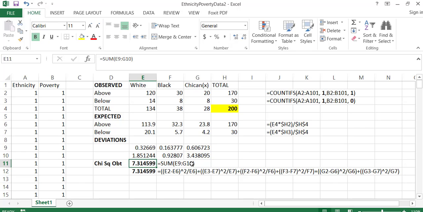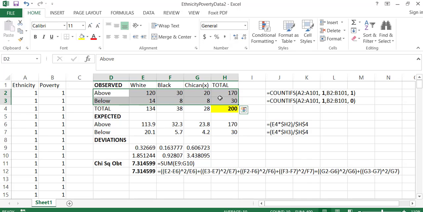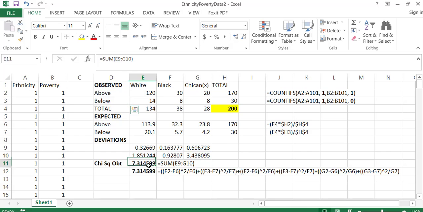Our critical value is still 5.99 because I have 3 categories on ethnicity. I have 2 categories on above or below the poverty threshold on that variable. So my degrees of freedom is still 3 minus 1 times 2 minus 1. So it's still 2. Thus, my critical value is still 5.99. And suddenly now, just because my sample size is larger, I'm going to get significance.